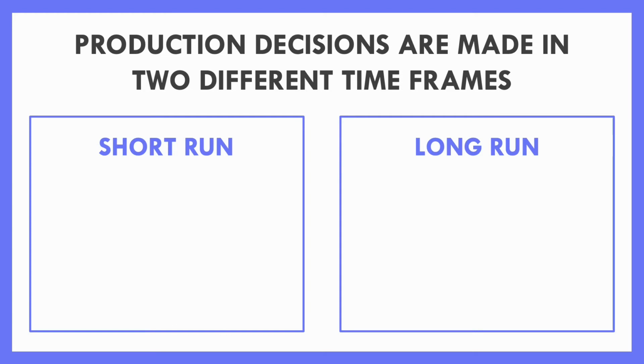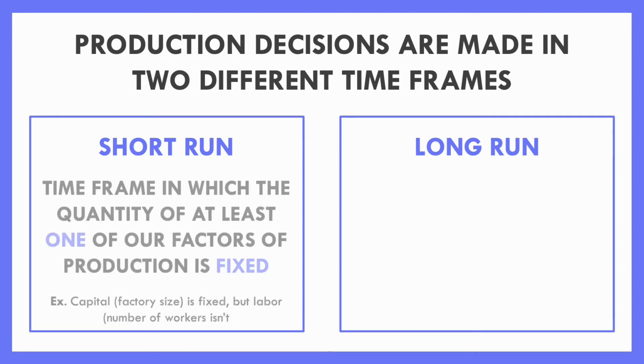It's not like that at all. What we end up seeing is that the short run is a time frame in which the quantity of at least one of our factors of production, one of our resources, is fixed. And so what we're saying here is, if you think about it, fixed just means that, again, we can't change it really quickly at all.